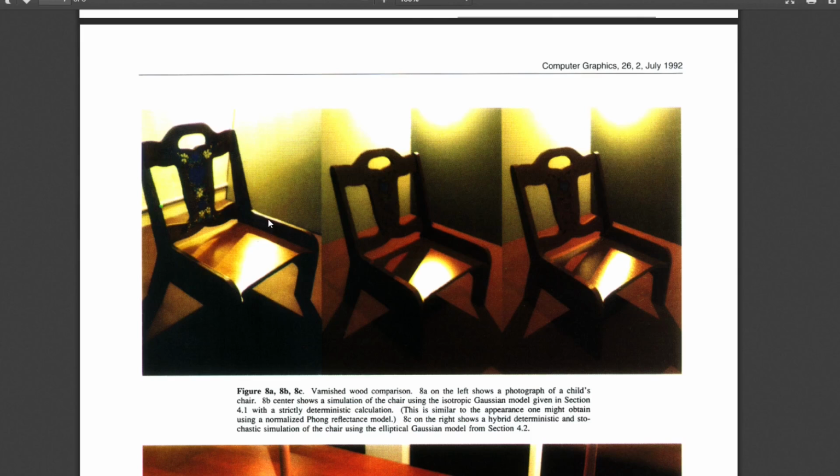Right, the chair on the far left is an actual photograph. The chair in the middle is rendered with a deterministic isotropic Gaussian model. The chair on the right is rendered with the anisotropic hybrid approach proposed in this paper. And you can see it looks much closer to the photograph than the isotropic approach.